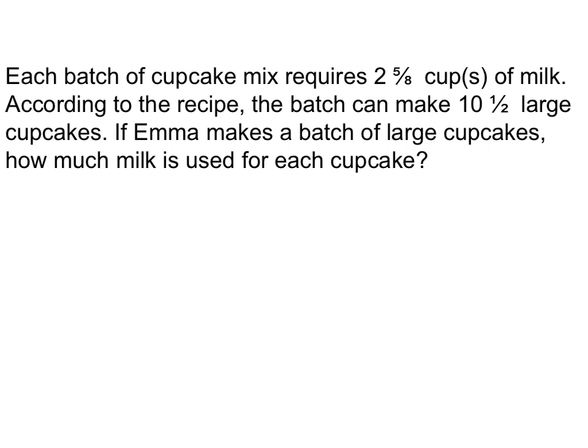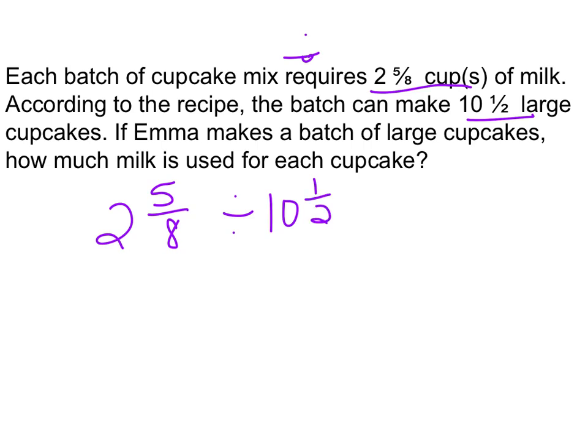Now the last one, same thing. We're dividing this by this. So I'm going to do 2 and 5/8 divided by 10 and 1/2. So again, we're going to change our mixed number to an improper fraction. So that's going to be 16 plus 5. That's going to be 21/8.